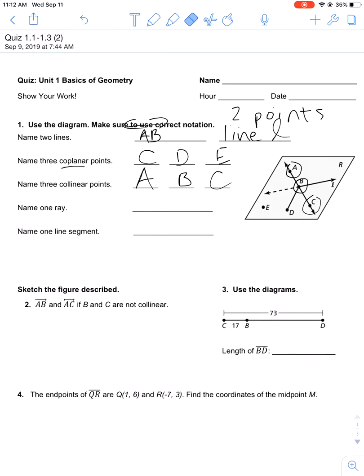Name one ray. So a ray has an end point, and then it goes forever in the other direction. So I could do BA. Ray BA. I know it's a ray because it has this arrow. Now notice that B was the end point, so it has to go first. Name one line segment. Again, lots to choose from, but I'll probably just go here with BD. I know it's a line segment because of the line above it.